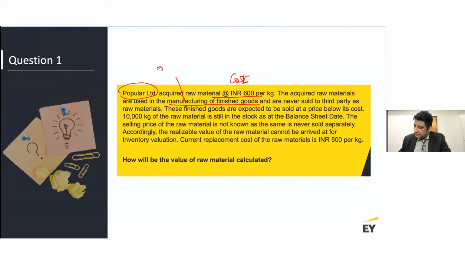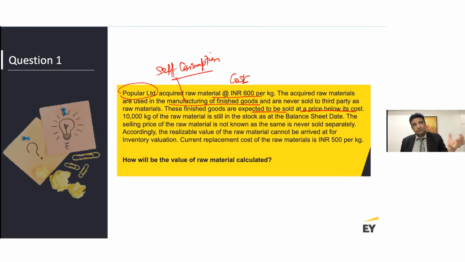And these are not sold separately. The finished goods that the company is making are expected to be sold at a price below its cost. Okay, so I just want to remind myself that the finished goods are sold at a loss.